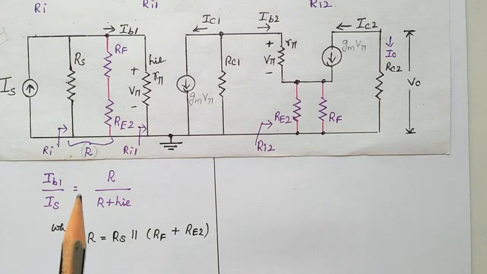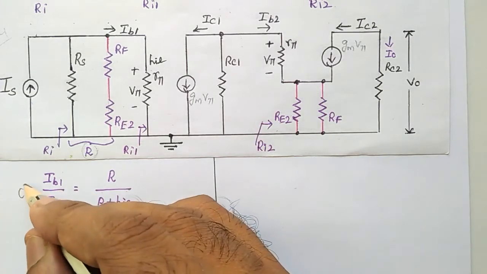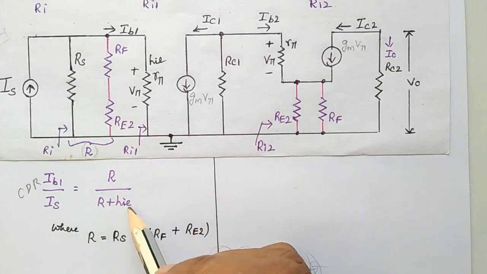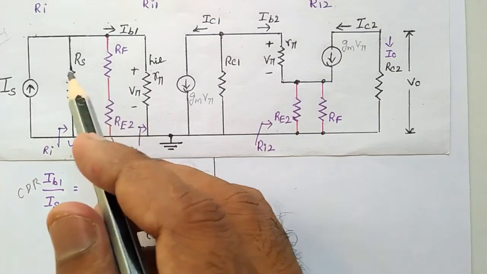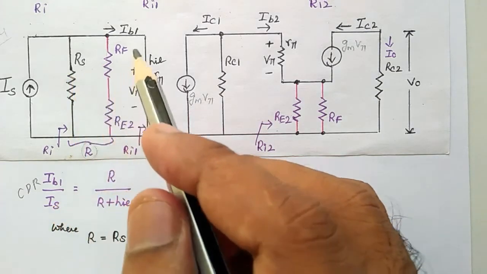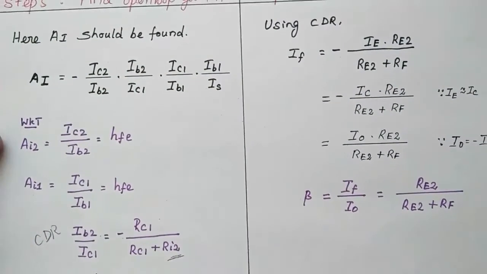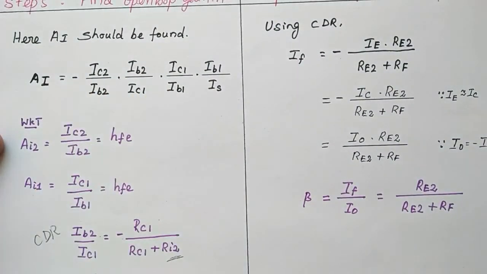The last one, the current ratio IB1 by IS, is also found using the current divider rule. I can write IB1 by IS is equal to R by R plus HIE. So R is nothing but the parallel combination of RS with the series of RF plus RE2. Totally we have found the 4 current ratios. We have to multiply all of them, and we can find the AI value using this expression. That's all about step 5.